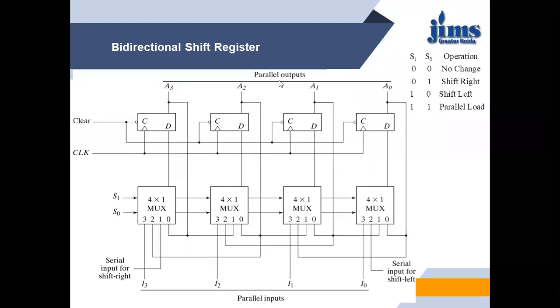Further, we have 2 different combinations of the shift register. One is the bidirectional shift register, and the other is the universal shift register, which is capable of different types of functions for shifting left, right, parallel load and parallel output.